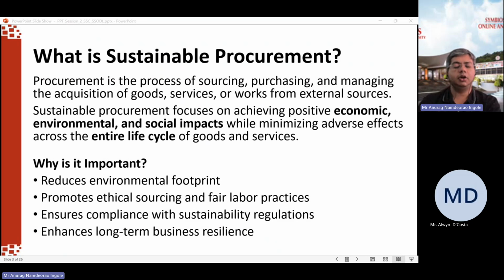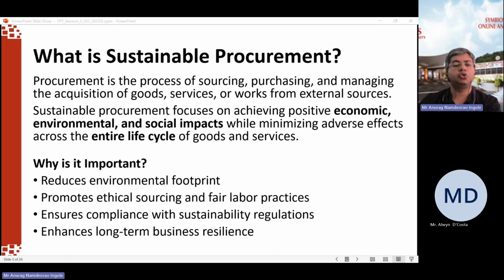We had seen in sustainable supply chain some of the key features. In that, ethical sourcing and ethical labor practices were mentioned. So procurement definitely has direct control over promoting ethical sourcing and fair labor practices. How it has to be done, we will see in the upcoming slides.